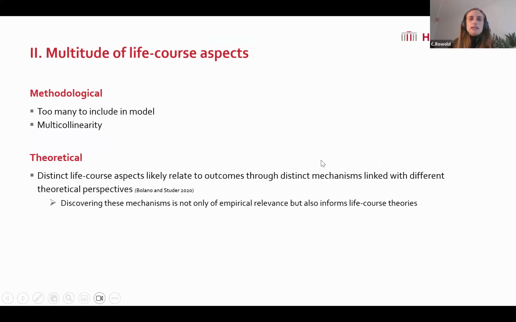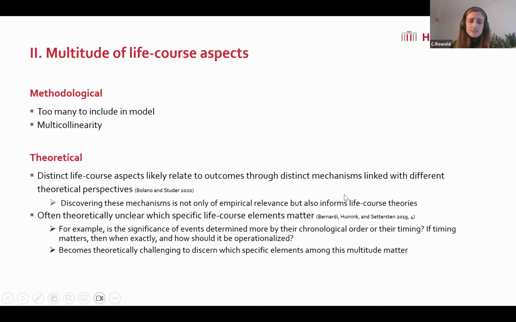But on the other hand, theoretically, we really want to look at these different aspects because they likely relate to our outcomes of interest through different mechanisms and thereby also different theories. So looking at these different mechanisms might also inform life course theories in the first place, since we often argue, okay, life courses really matter, but it's often unclear which specific life course elements actually matter. And it's sometimes also hard theoretically to pinpoint which specific elements might matter.